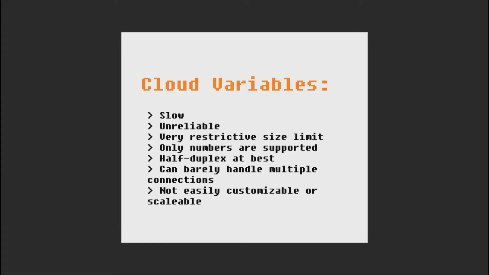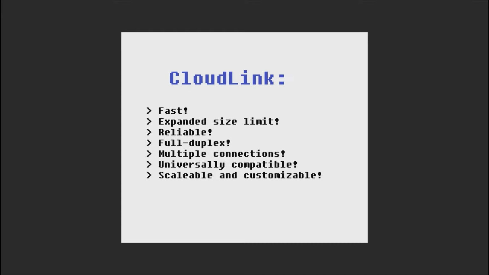Here's where CloudLink comes in. CloudLink allows you to take control of how the cloud works. CloudLink, when hosted on a fast and zippy internet connection, can be used as much as you want, with latencies of at least 10 milliseconds.